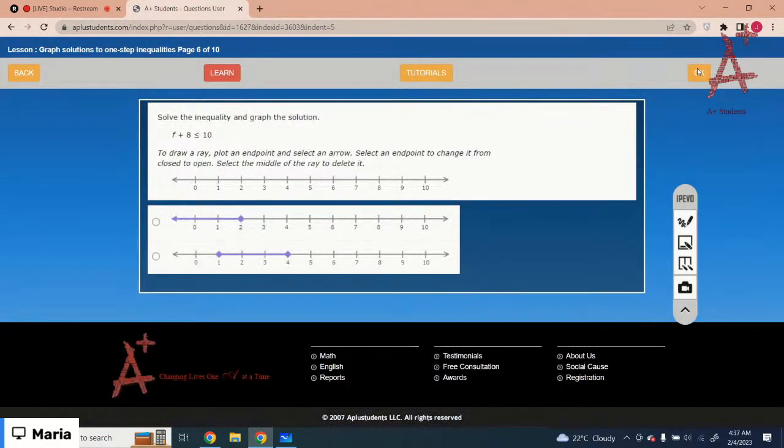Okay, the next one is f plus 8 is less than or equal to 10. So you have to isolate the variable f. So subtract 8 from both sides, got it? Because the opposite of addition is subtraction. So it would be 10 minus 8 is 2. So the solution is f is less than or equal to 2. Got it? So which of the options is the correct one?